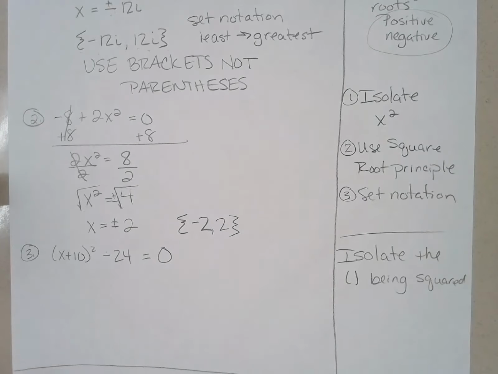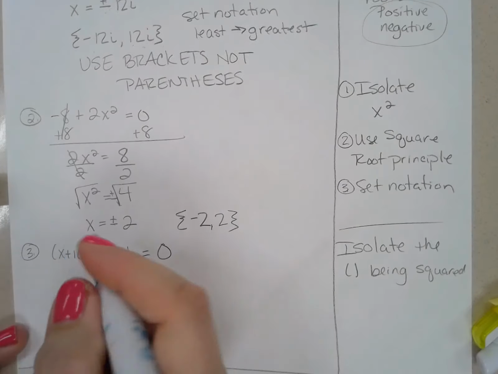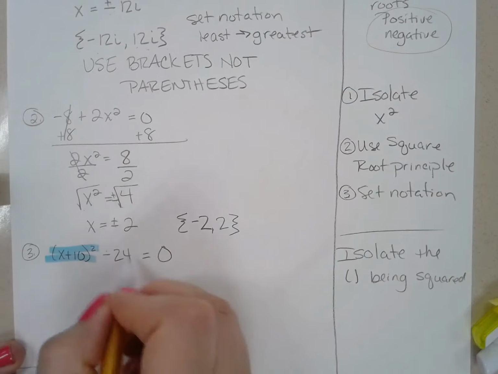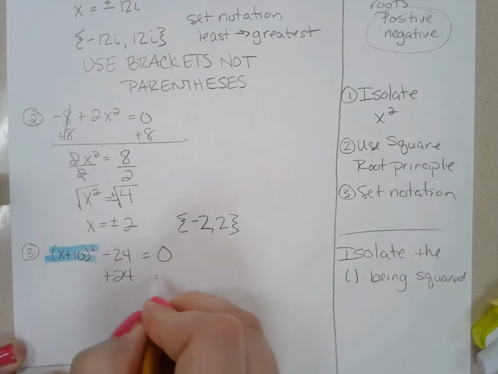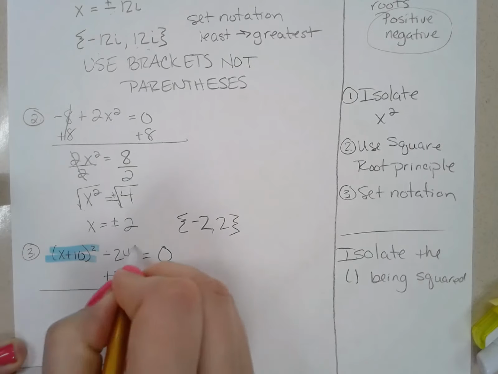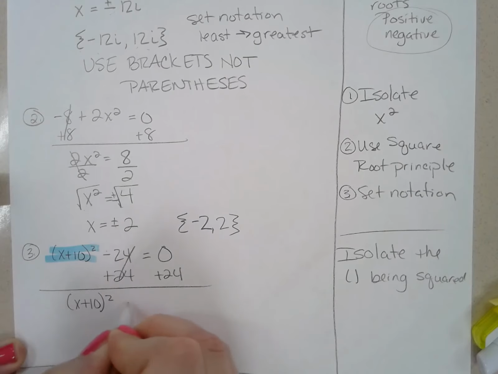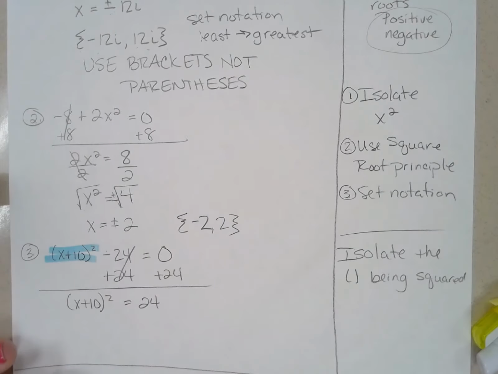So that's what we want to do. We want to take this set of parentheses and isolate that. So to do that, we need to get rid of this positive 24 or this negative 24. So we're going to add 24 to both sides. We're going to be left with x plus 10 squared equals 24.